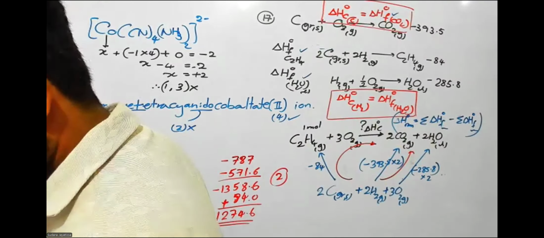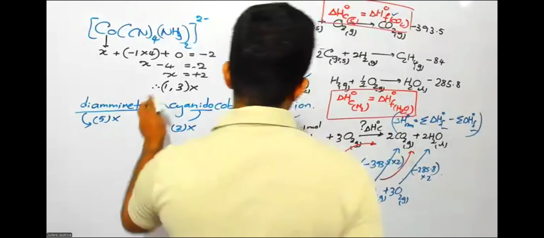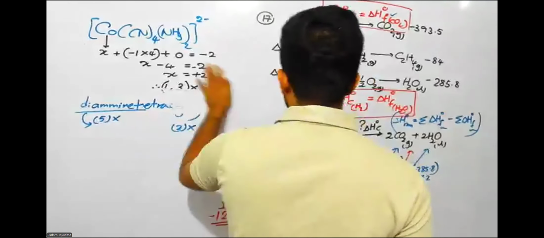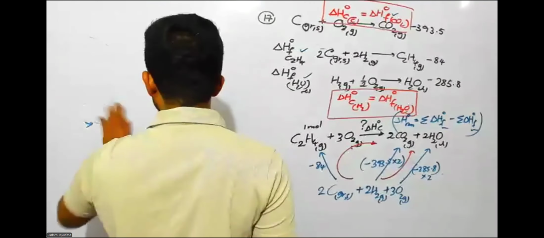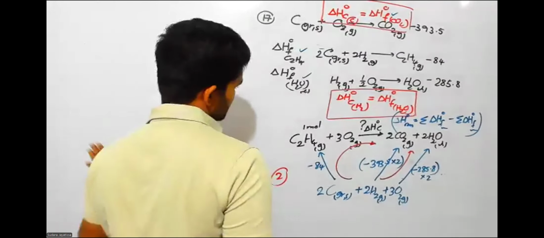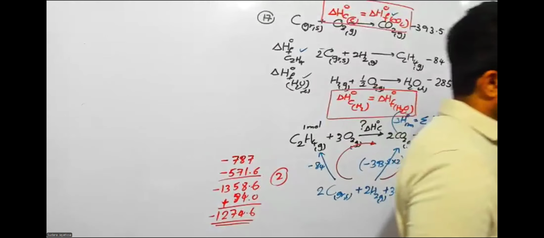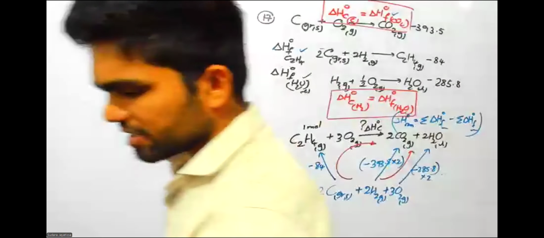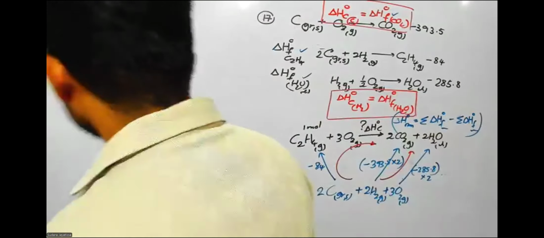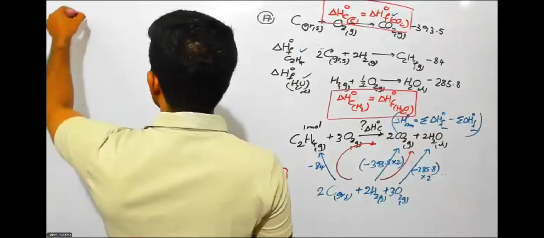That's a very important point. It's not true for everything. Combustion of some elements is equal to formation of the oxide. Carbon dioxide, water are good examples. Now let's go to question number 18.